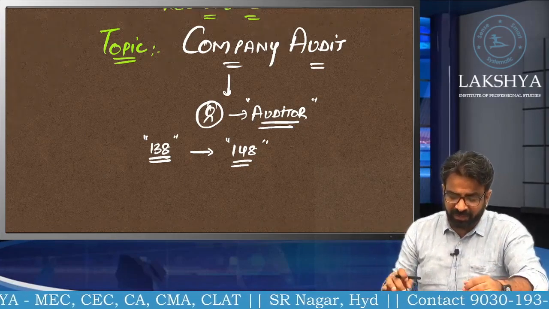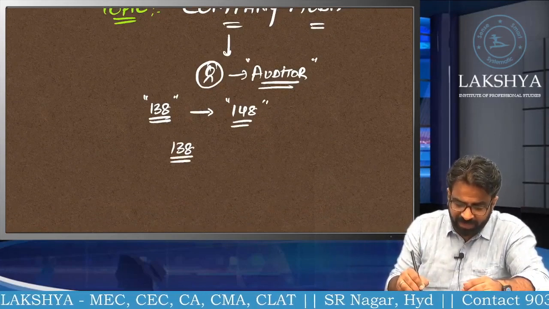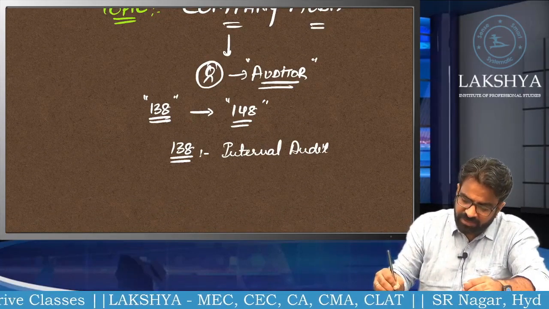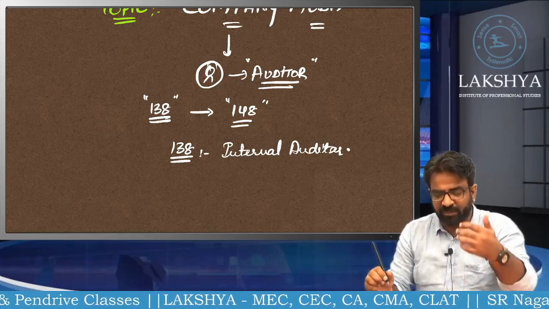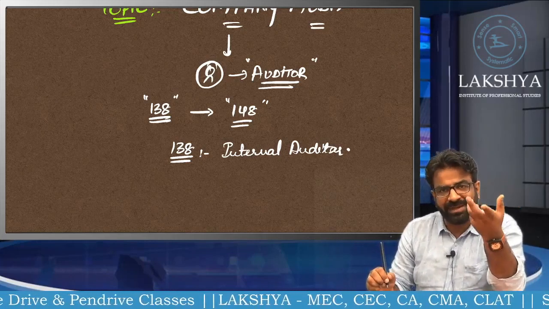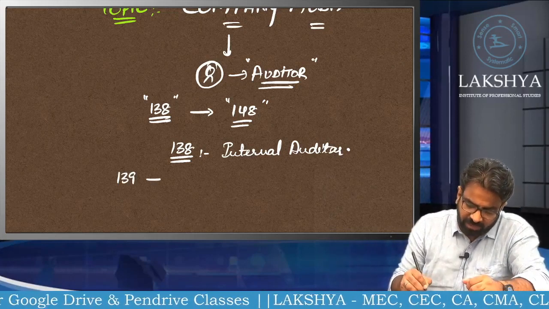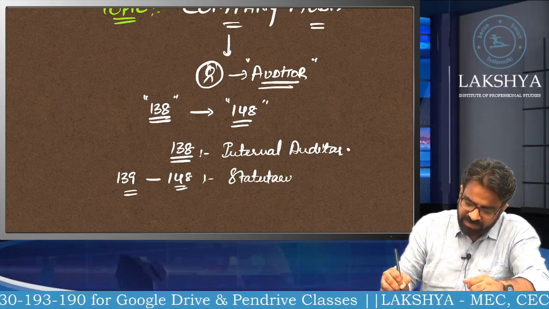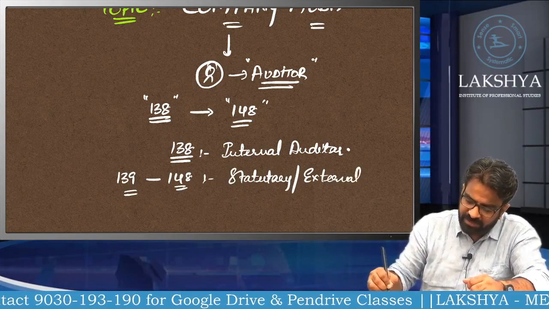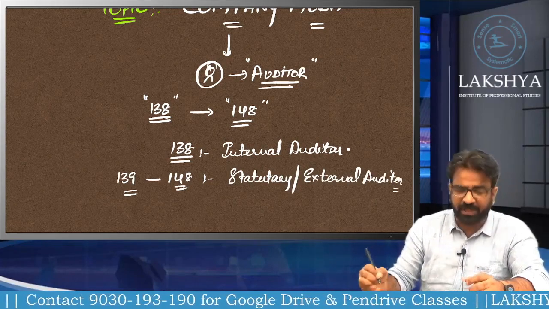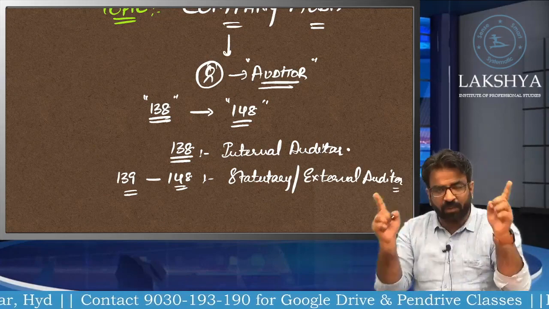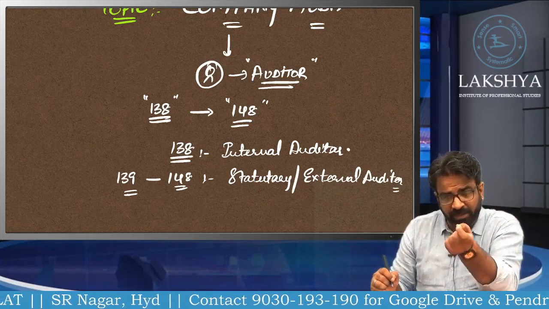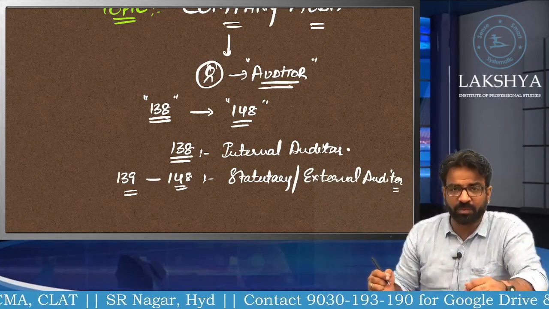Now, in that, Section 138 talks about one particular auditor, known as the internal auditor. What does Section 138 talk about? It talks about the internal auditor. Whereas Section 139 to Section 148 only talk about the statutory or external auditor. I hope everyone is clear. Again repeating, Section 138 in the company audit scenario talks about the internal auditor, and Section 139 to Section 148 talk about the external auditor.